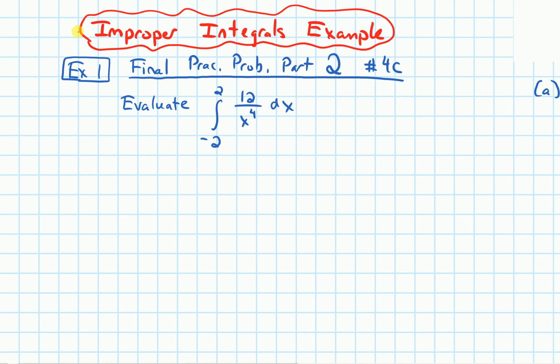In this video, we are continuing our final exam review, and we will look at an improper integrals example. This question is from our final practice problems, part 2, question number 4C, and it asks us to evaluate the integral from -2 to +2 of 12 over x to the 4. I want to begin by giving you the chance to try this problem. So pause the video for at least 4 minutes to really try this question.